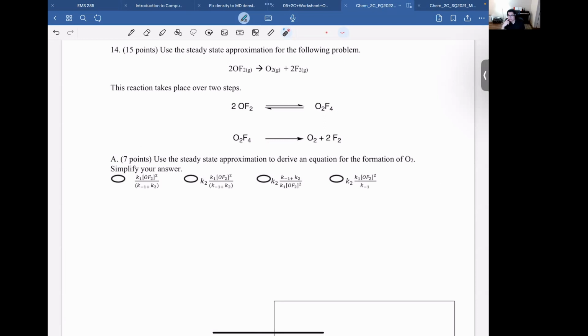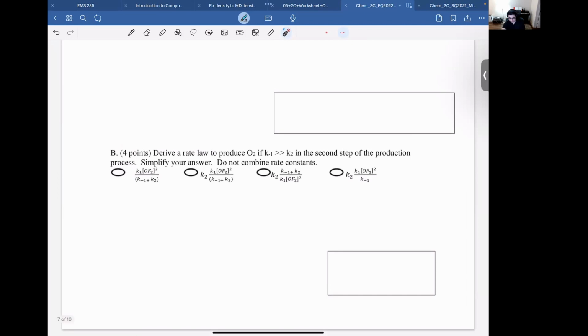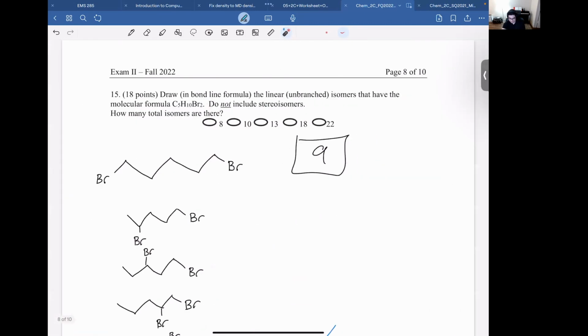Like this number 14 is what I just did a second ago. Same thing. You have two products here, but it's still the same idea. You want things only in terms of OF2, and then you write where the O2 forms, you get the concentration of O2F4. And then you just do the steady state approximation, you solve, and then you substitute. This is the same thing for B.